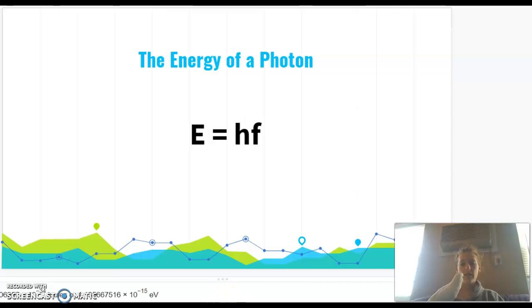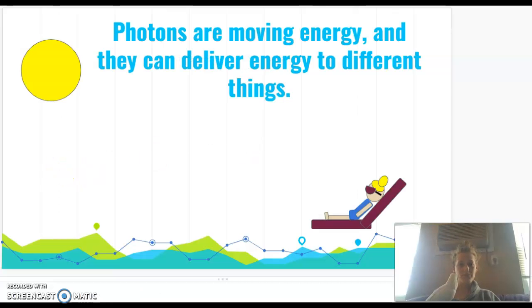We call the particle of a wave a photon. So whenever we talk about light as a particle, we call it a photon, and we can find the energy of that photon. Energy is equal to h times f, and h is a constant known as Planck's constant, because some guy named Planck did stuff with the particles of light. So photons are moving energy, and they can deliver energy to different things.